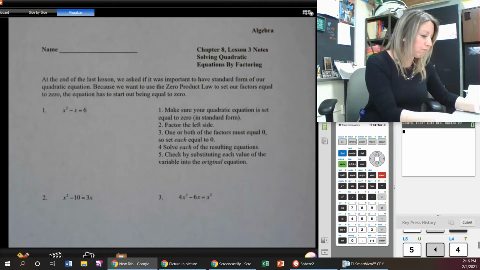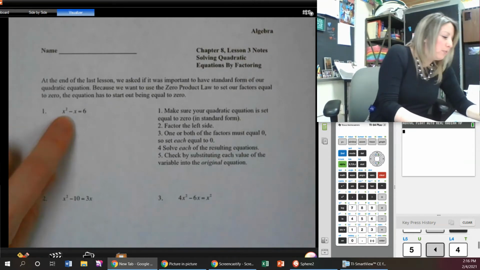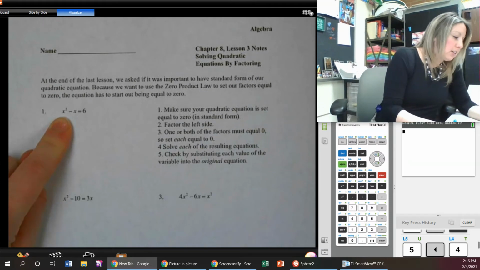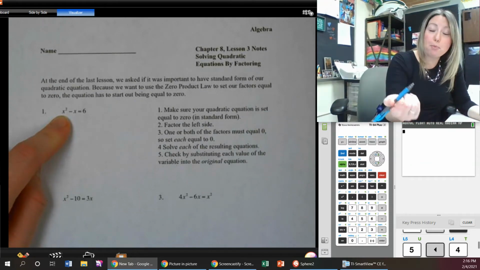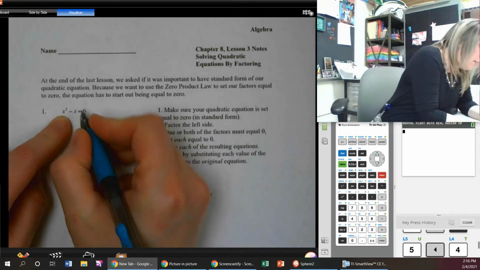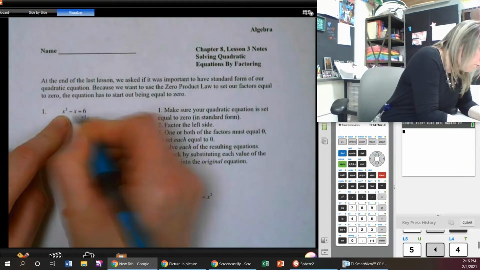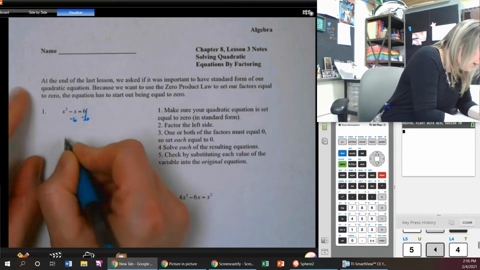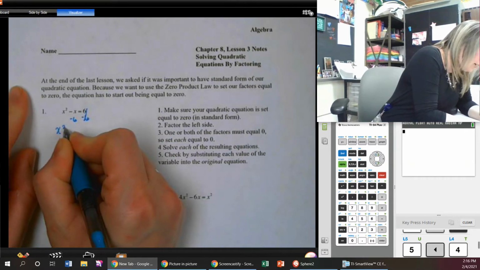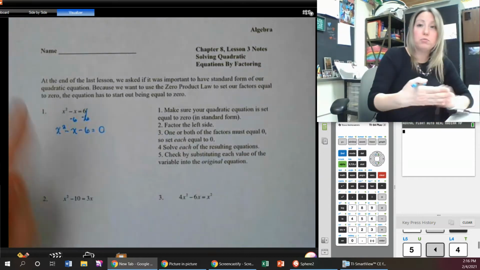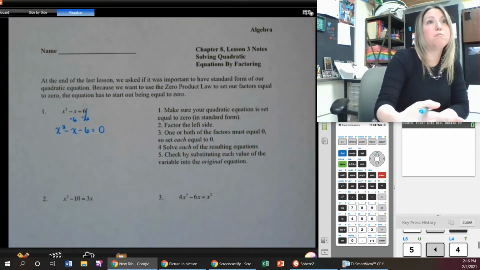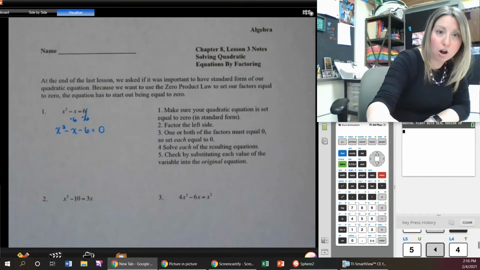So here we go. Let's see. We've got x squared minus x equals 6. Well, we need it to be equal to 0. So what needs to pop over to be with the positive x squared? That's 6. And of course, we move it to the other side of the equal sign by opposite operations. So we subtract 6 from both sides of the equal sign. We put standard form, so the x squared, then the x term, then the number term equals 0.